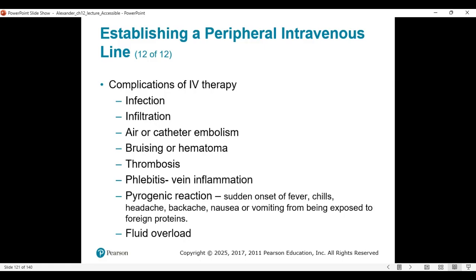Some complications we can see with IV therapy: it's always a pathway to introduce pathogens, so we can get infections. We can have infiltration, which means the vein could rupture and fluid gets into the interstitial space. Air or catheter embolism. We can have bruising or hematomas. We could create blood clots.